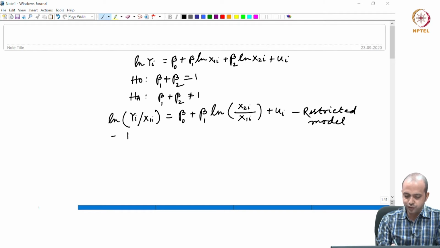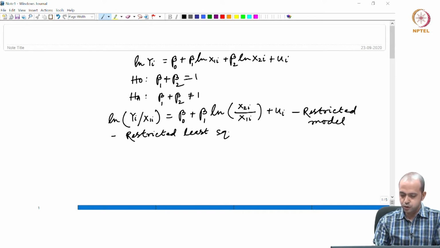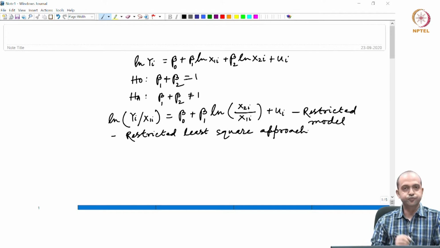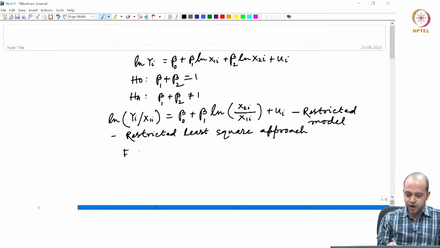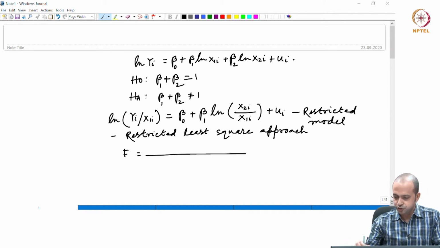So, what is the approach that we are following? Estimating this restricted form of the production function using the OLS method is called the restricted least square approach. And the F statistic we are constructing: this is the unrestricted model, and this is the restricted version.